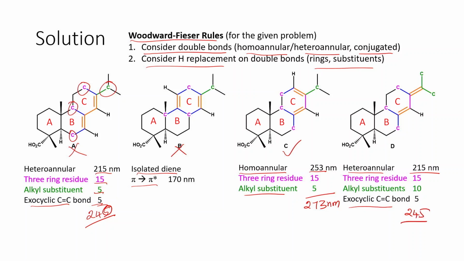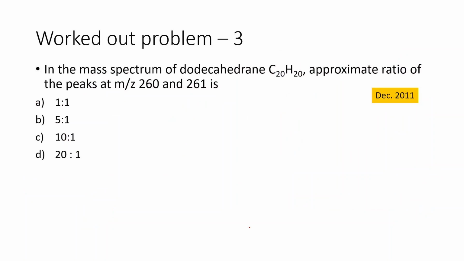So of all the values, the third structure is actually having the close enough value to the observed lambda max. So this is the right answer or the structure for the given compound. Let us move on to the next problem.